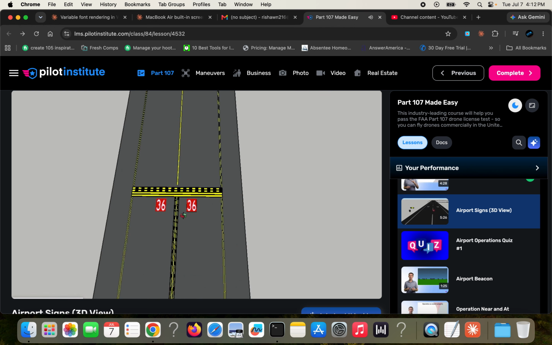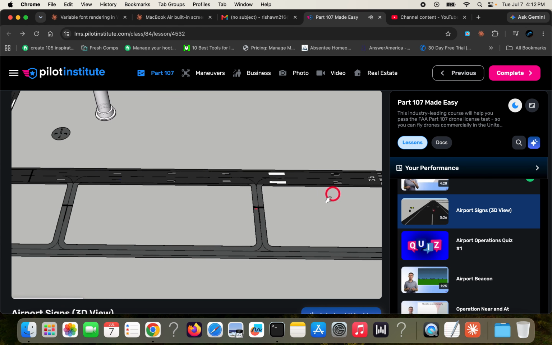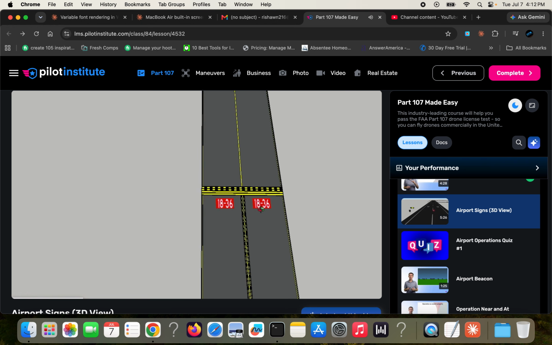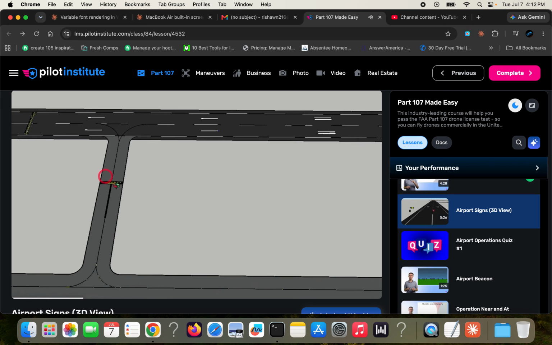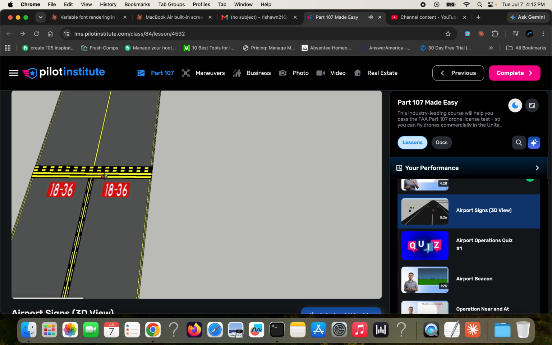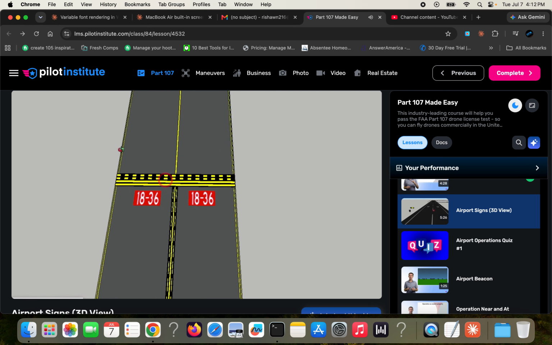Now we have 36 right here, and then we have 18/36 right here, and then 18/36 again. The reason it says 36 is because it's at the end of the runway. If the taxiway was on the other side, it would say 36/18.